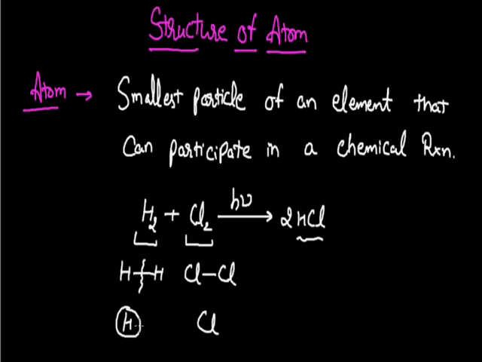And when this hydrogen atom combines with the atom of chlorine, the resultant molecule we get is the hydrogen chloride molecule. So here we can see that the participating unit of this chemical reaction is the atom and not the molecule, and that is why the atom is defined as the smallest particle that participates in a chemical reaction.